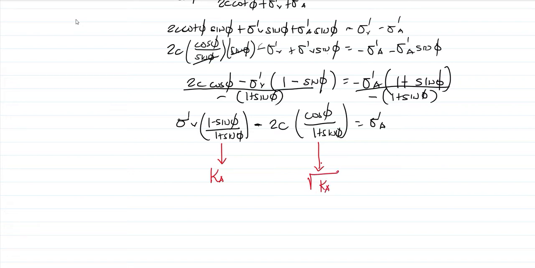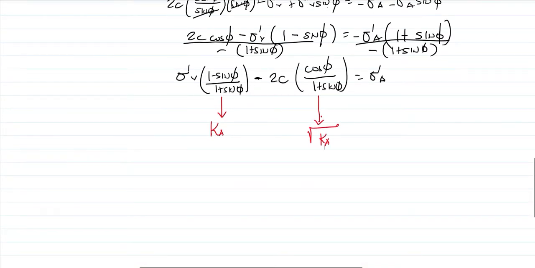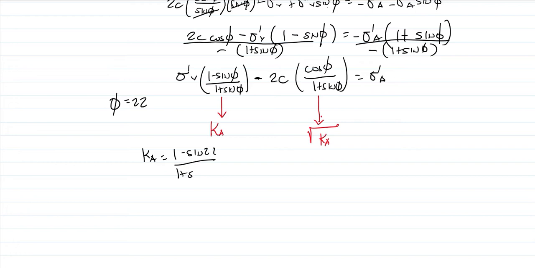We can try na i-derive or we can try na palabasin yan by substituting a value of phi. So, let's say, sabihin natin na may phi ka na given na 22. So, gamitin natin tong unang equation para palabasin si Ka. Sabi sa Ka is 1 minus sine ng 22 divided by 1 plus sine ng 22. So, that value will be equivalent to 0.455.